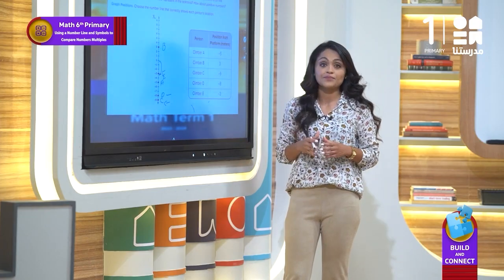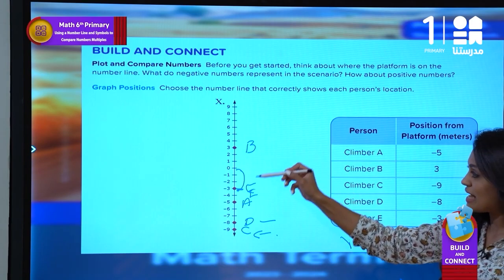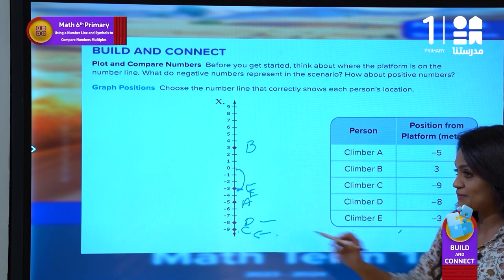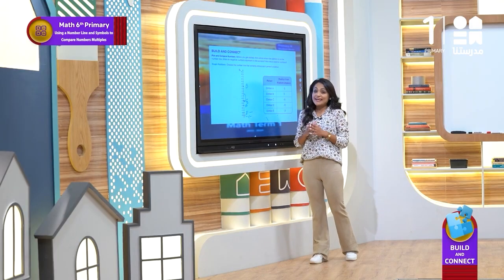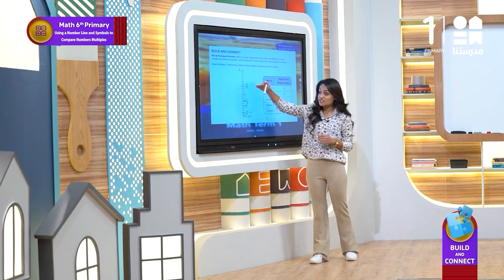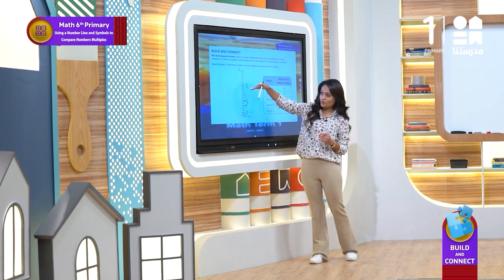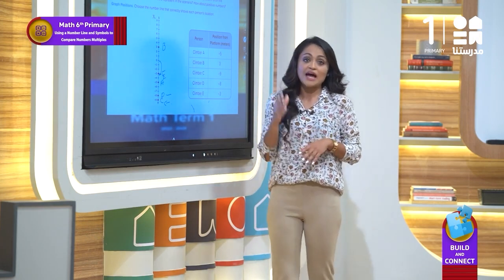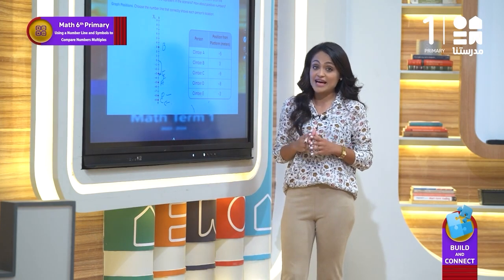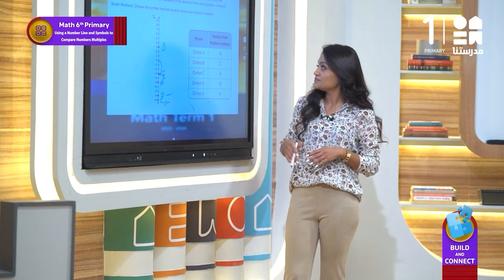Let's go back. On the number line, it's climber. Exactly, it's climber C. And his position is at -9. That's because -9 means 9 meters under the platform. And that's more units away from 0 than all of the other climbers. I'll give you time to complete the last statement, and we will discuss it together when we get back.